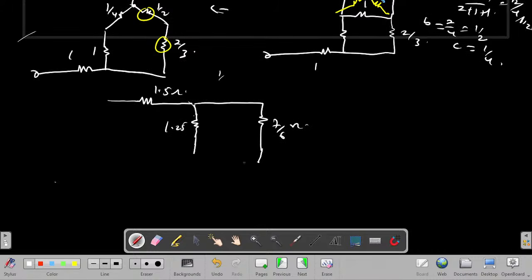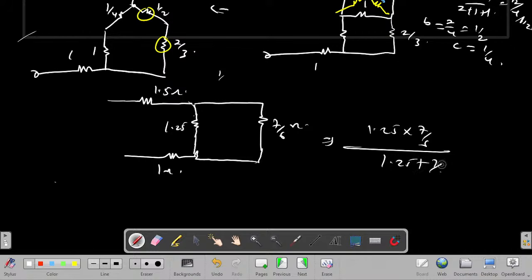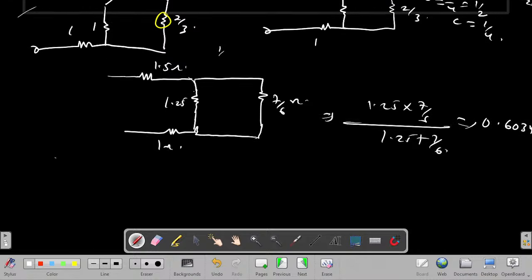Then everything here will go together to the 1 ohm here. So therefore, we have this. This and this are clearly in parallel, right? Simply get 1.25 times 7 over 6, over 1.25 plus 7 over 6. What do we get? So that's 0.6034, right? At this point, you can see where we have ended.